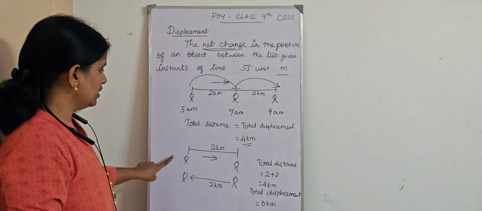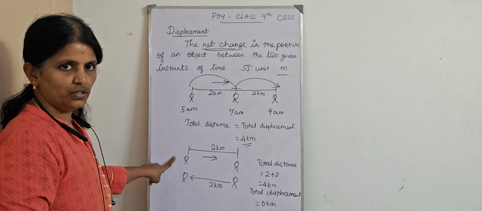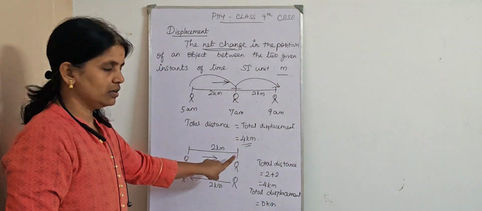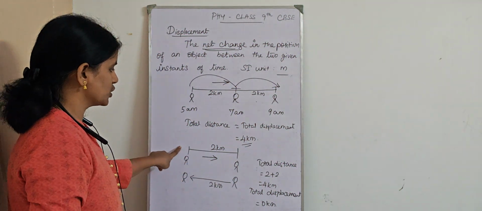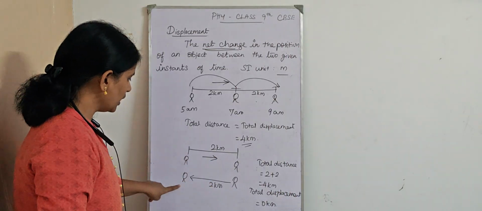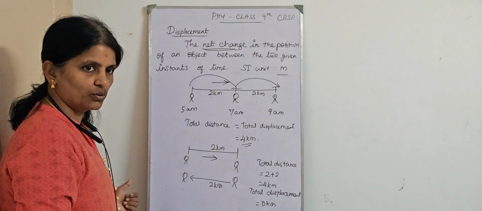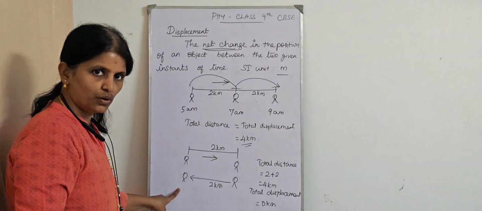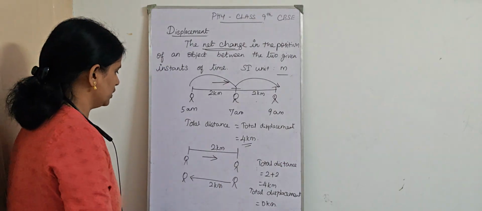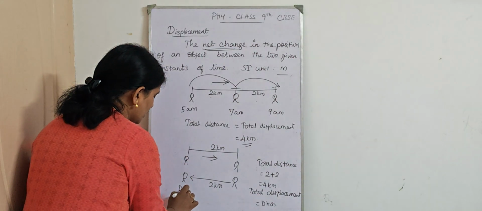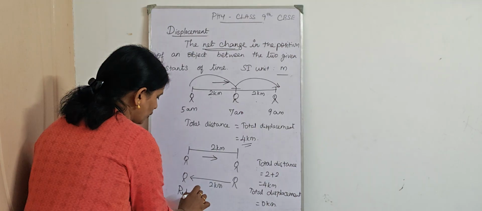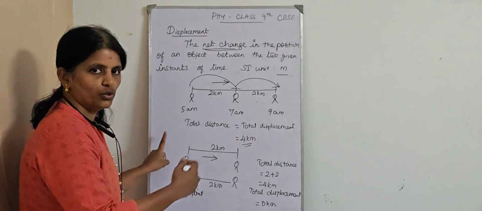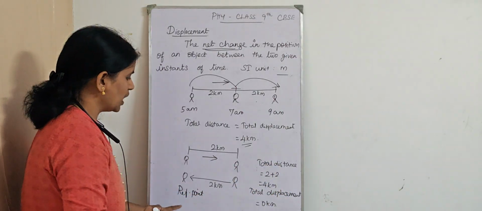Let's see the next case. Again, same thing: at 5 am I started moving from the reference point. I crossed 2 km, and at 7 am I have reached a point which is 2 km away from the reference point. Then I am coming back in the same direction, which means I am taking the backward motion. In the backward motion, I am crossing 2 km again and I have reached my reference point again. I am not moving in the forward direction, I am coming back to my reference point. 2 kilometers forward motion and 2 kilometers backward motion.